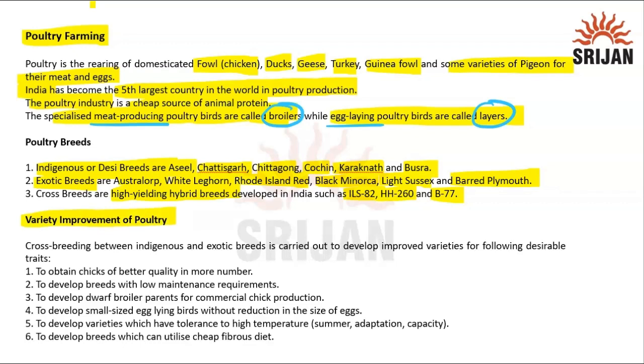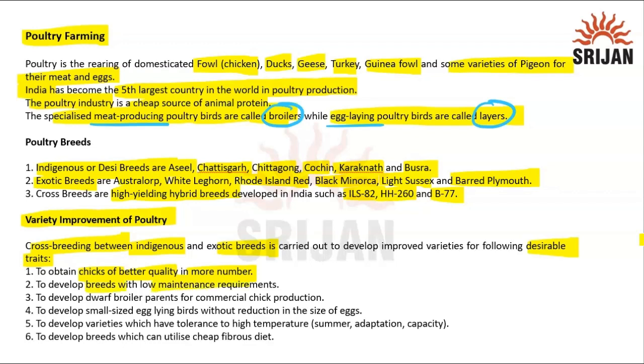Now what is the improvement in terms of variety in poultry? There are a lot of desirable traits which we can utilize when we do crossbreeding between the indigenous and the exotic breed. And what are the traits? The chicks that we obtain are of better quality and more in number. Better quality means better quality of protein and better quality of meat.